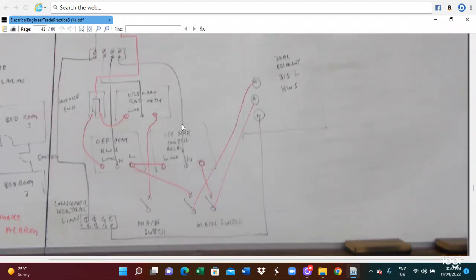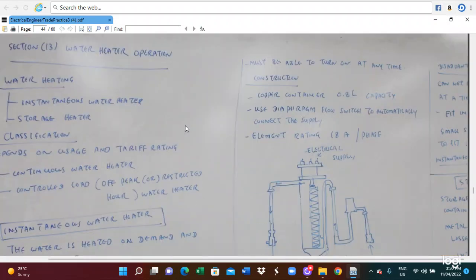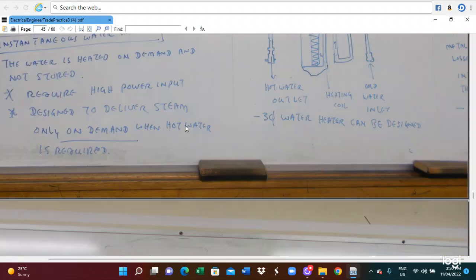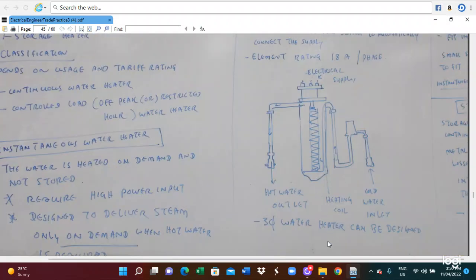Okay, this is how we explain the water heater, heat and water system. Then we are also talking about the water heater operation.